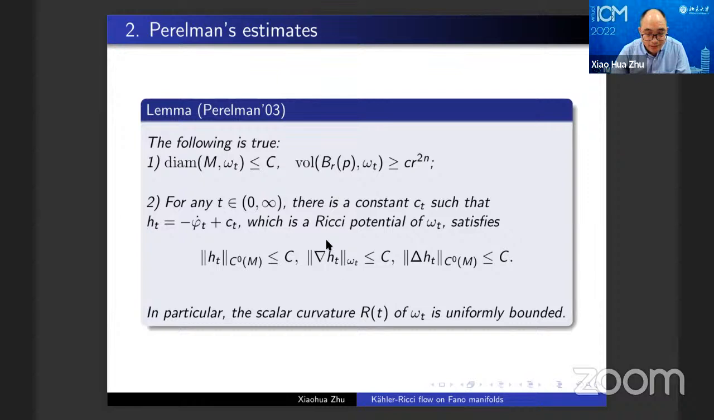Also, the Ricci potential is just equal to minus the derivative of the solution phi in the direction of time. Here the constant c_t can be normalized. In particular, the Laplace estimate just gives the scalar curvature of the metric. So this means the scalar curvature is uniformly bounded.